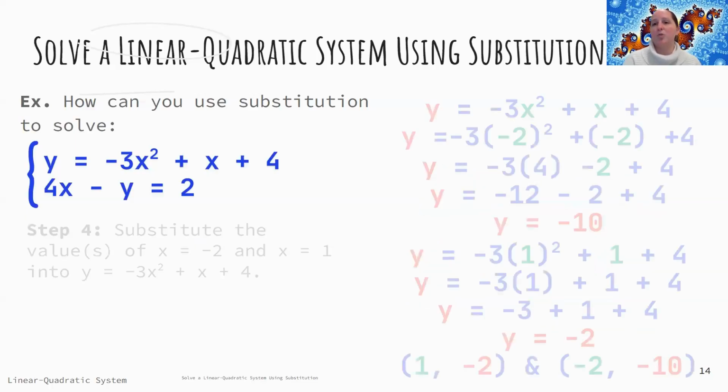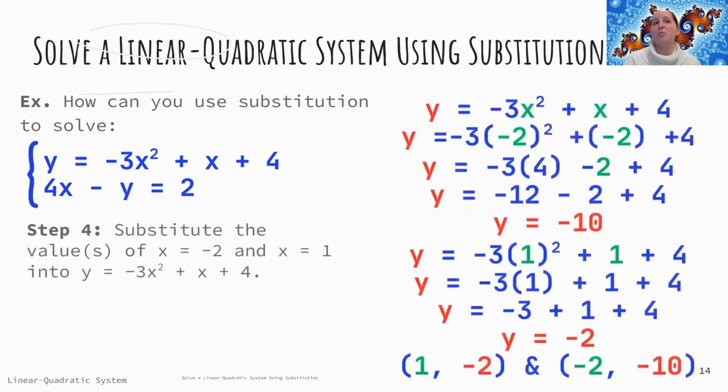In this case, I have two real solutions. I substitute both of those values into one of my equations. So I substitute negative 2 in for x. I solve for y, I get negative 10. And I substitute 1 in, I get negative 2. So my two solutions are 1, negative 2, and negative 2, negative 10. So when x equals 1, y equals negative 2, and when x equals negative 2, y equals negative 10.